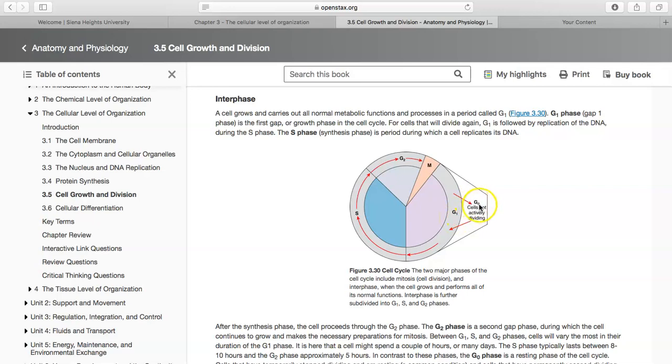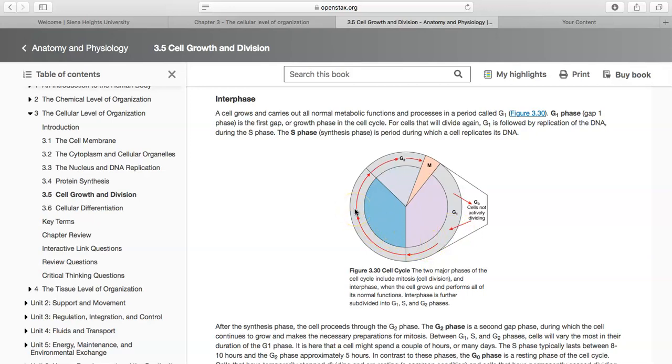There's also this G0 phase that cells will go into after they've divided and don't need to divide anymore. Perhaps they're too old, or perhaps there's certain cells that only divide when an organism is developing, and then they stop dividing afterwards. But let's get into that. G1 is sort of just cells doing their own cell processes. Okay. For cells that are going to divide again, G1 is followed by S phase.